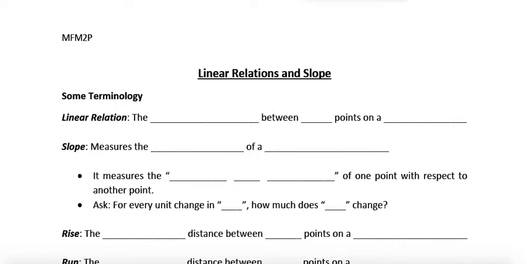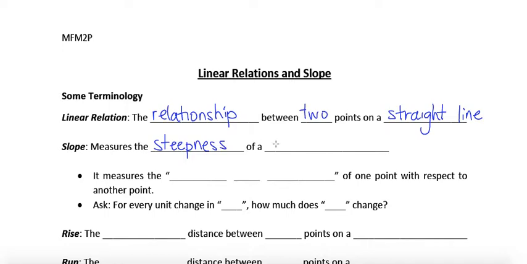Linear relations and slope. Some terminology that you need to know is that the definition of a linear relationship is the relationship between 2 points on a straight line. Slope measures the steepness of a straight line. You may remember slope being referred to as the rate of change. So it measures the rate of change.